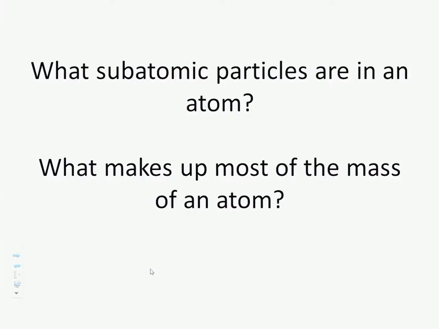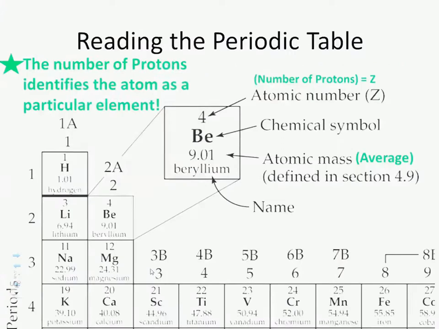So what subatomic particles are in an atom? I hope you said protons, neutrons, and electrons. What makes up most of the mass of an atom? Your answer can be two. It can either be the nucleus, which is composed of protons and neutrons. Okay? All right, let's look at our periodic table.